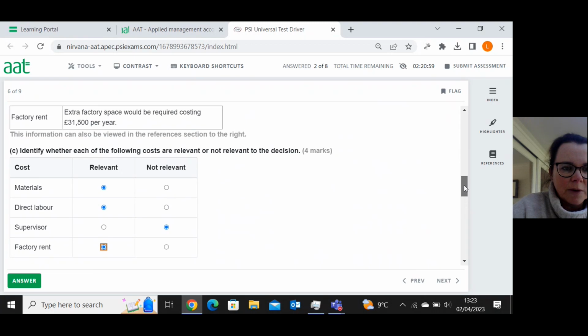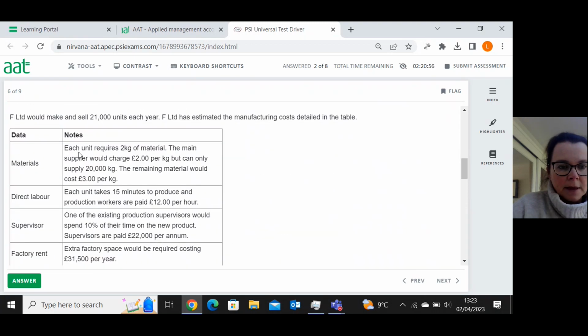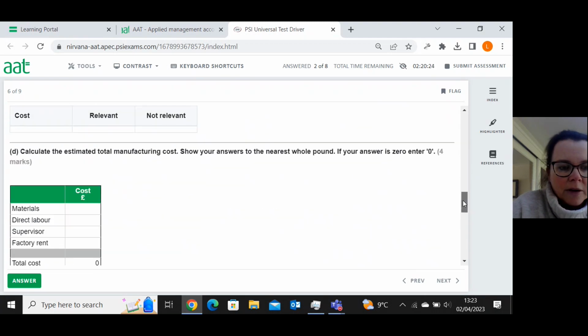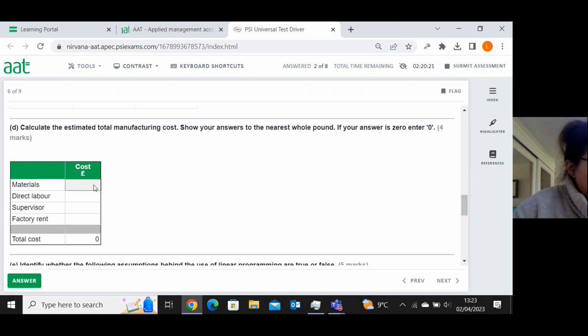Right, so materials. Each unit requires 2 kilograms of material, so 2 kilograms times 21,000 units is 42,000 kilograms needed. The first 20,000 is going to be at £2, so 20,000 times £2 is £40,000. And then we need another 22,000 kilos at £3 per kilo, which is £66,000. So altogether, my materials are going to cost £106,000.